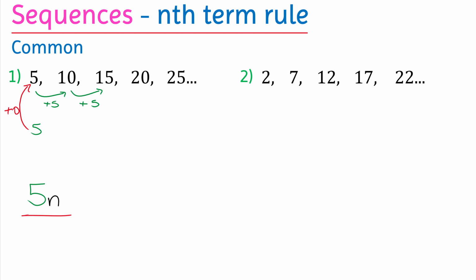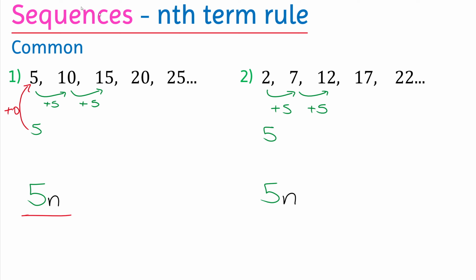Now, let's have a look at one that's a bit more realistic, a bit harder. From 2 to 7, we're adding 5. From 7 to 12, we're adding 5. This is also like the 5 times table. It starts with 5. It has an nth term rule of 5n.